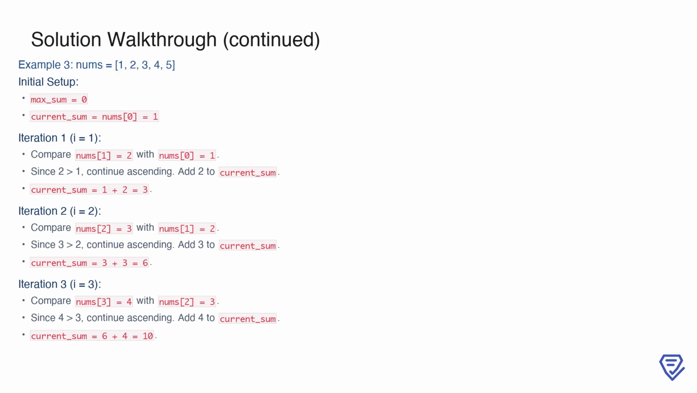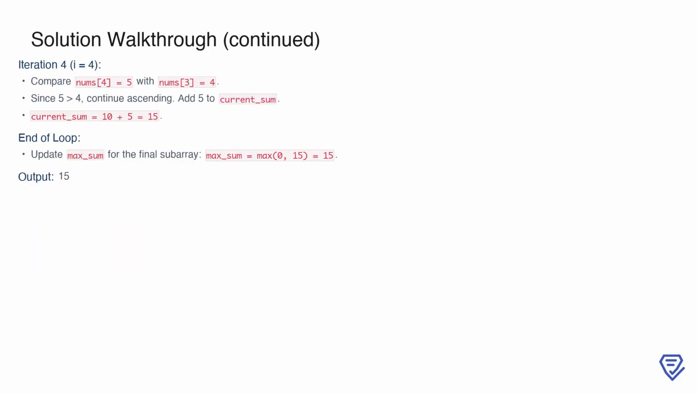Now, current_sum becomes 6. In the third iteration, nums[3], which is 4, is compared to nums[2], which is 3. Since 4 is greater than 3, the subarray is still ascending, so we add 4 to current_sum. This updates current_sum to 10. In the fourth iteration, nums[4], which is 5, is compared to nums[3], which is 4. Since 5 is greater than 4, the subarray continues to ascend, and we add 5 to current_sum. This results in a current_sum of 15.